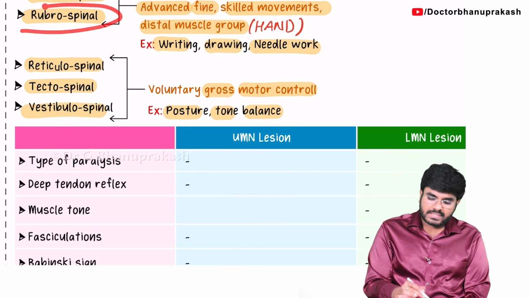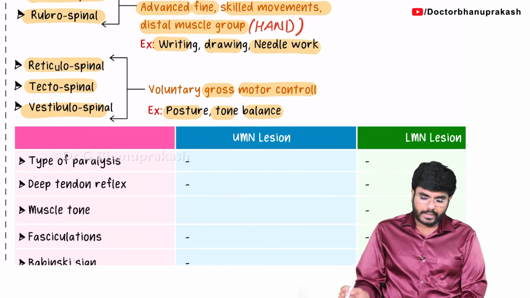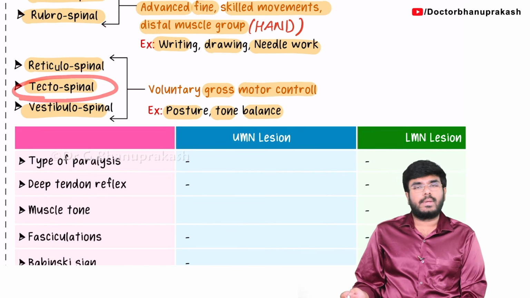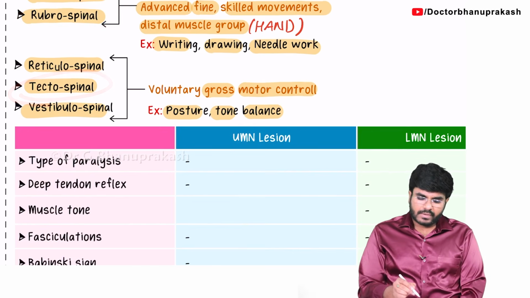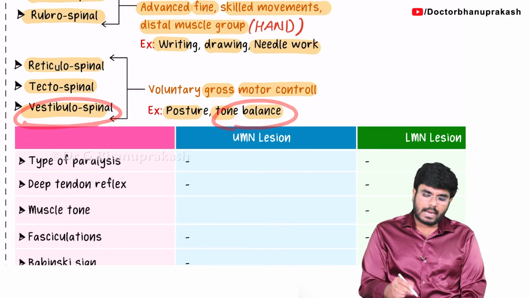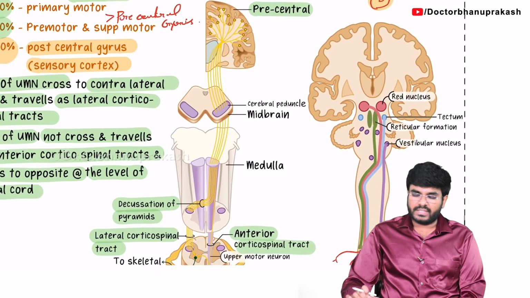And for fine movements, this is what they will ask you: which extrapyramidal tract is required? The rubrospinal tract is required. For head movements and eye movements, the tectospinal tract is required. Vestibulospinal especially for the balance, and for fine movements, it's the rubrospinal tract. So these are the two types of descending tracts.